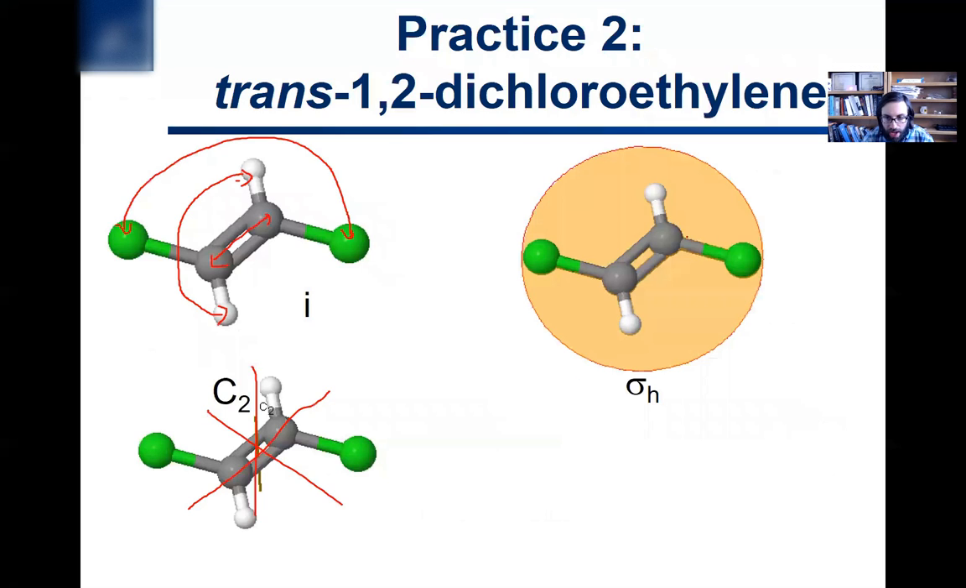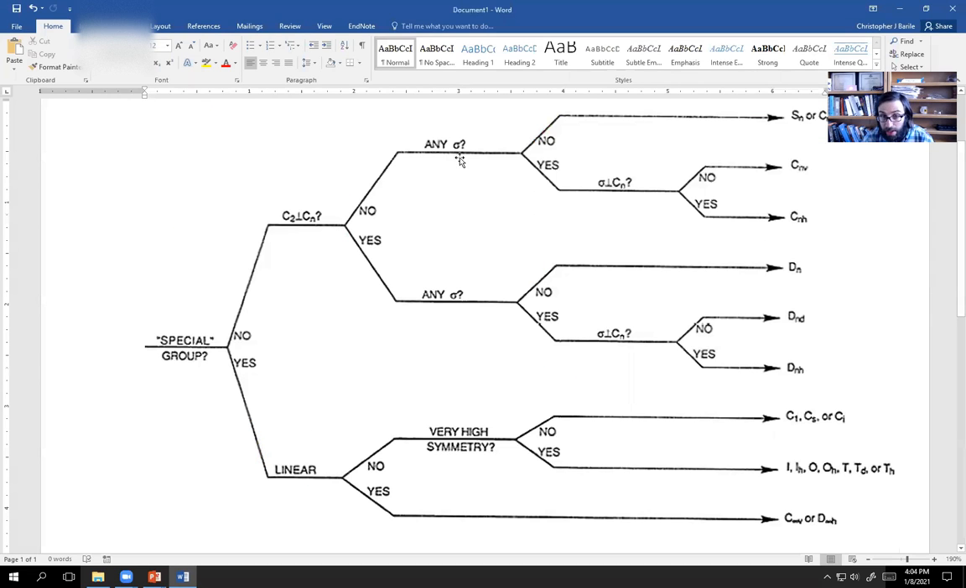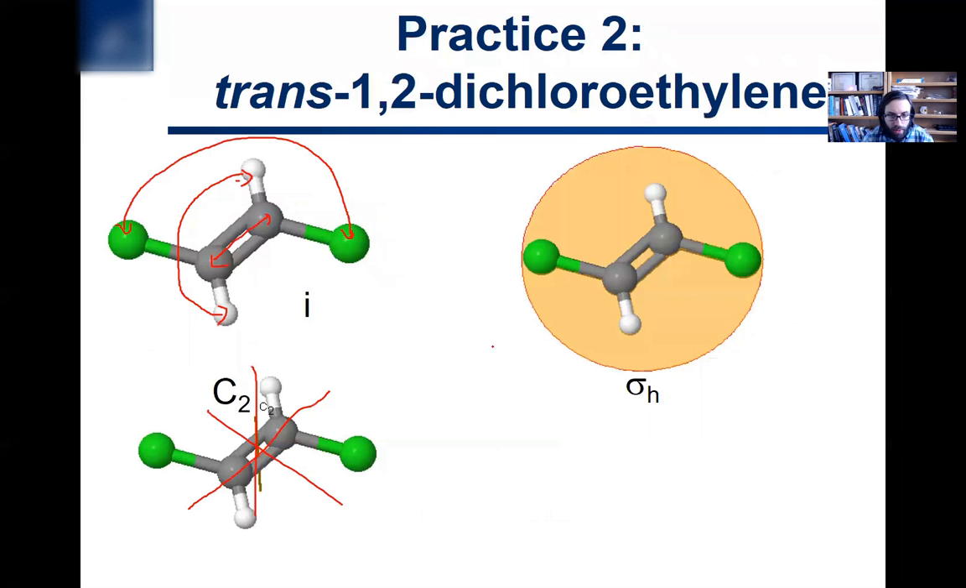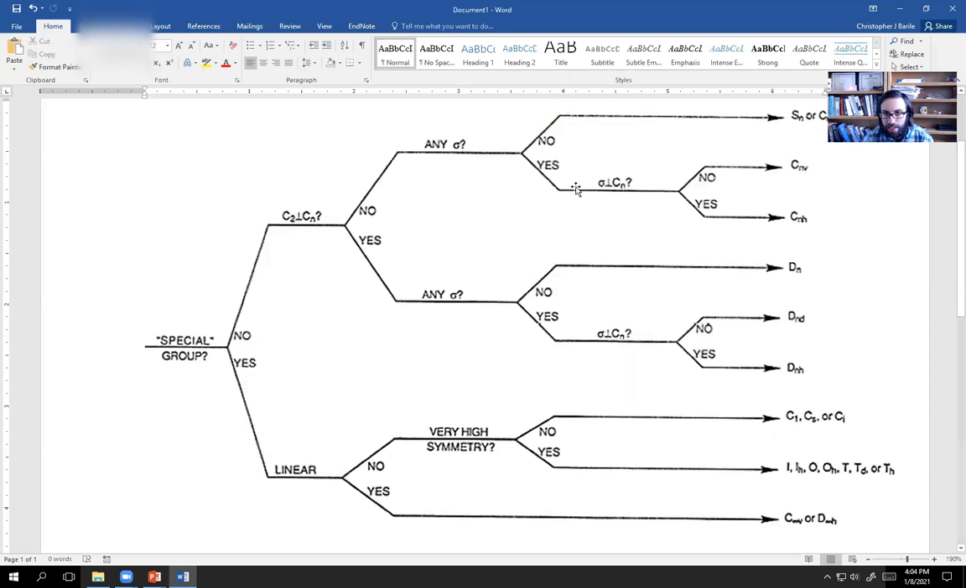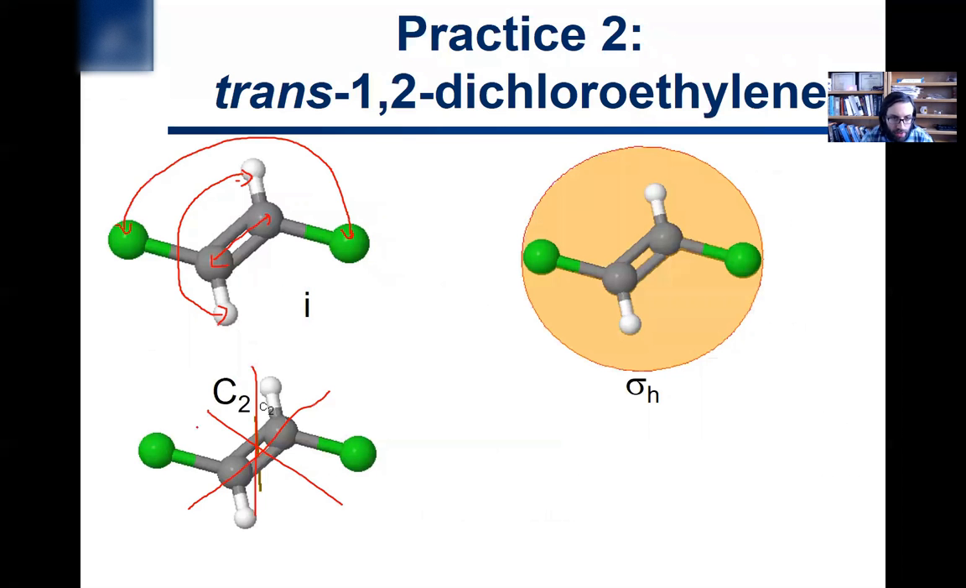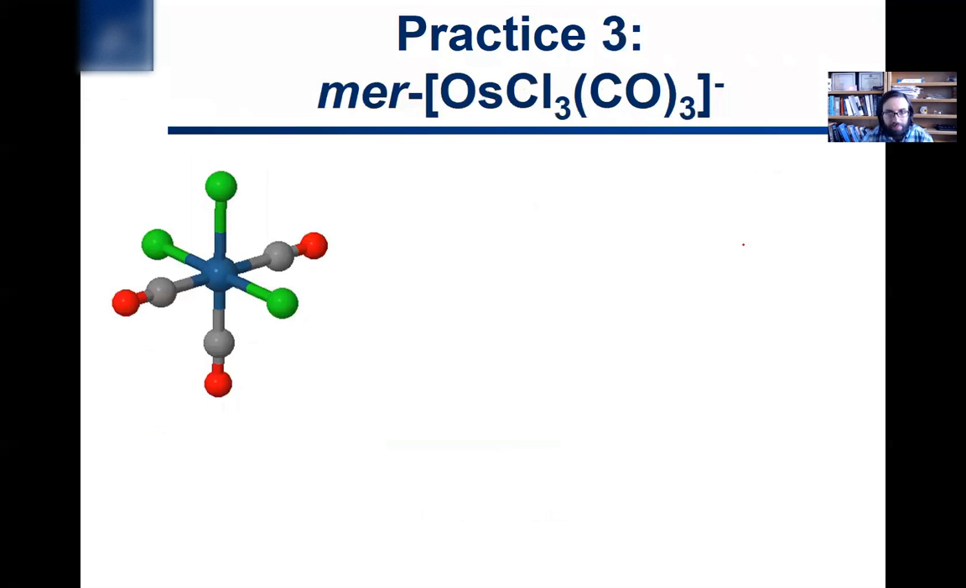Sigma H, do we have any? Yes, we had a sigma. Was it perpendicular to the Cn? Yeah, it was. It was sigma H. That's why we called it sigma H. So yes. So it's going to be CNH because we have C2. This is called a C2H. So this will be the C2H group.